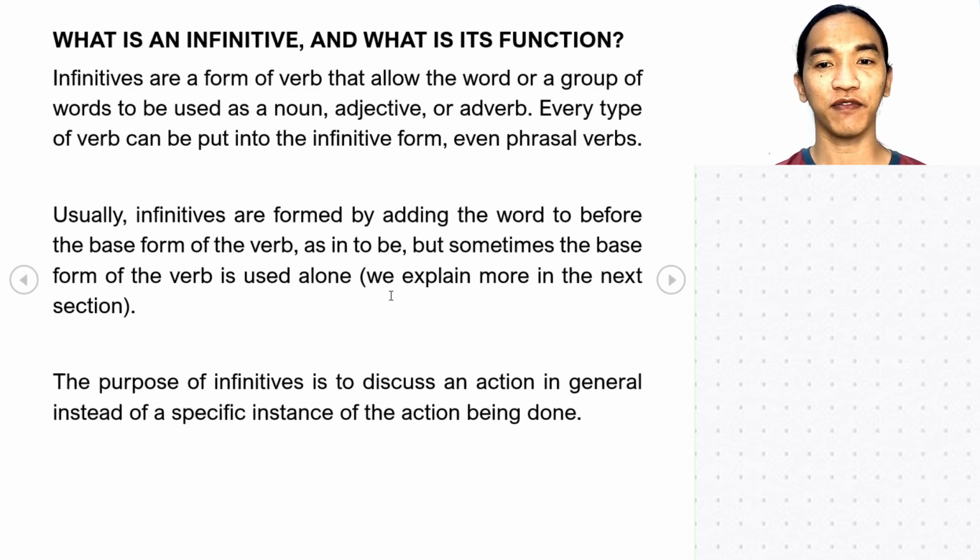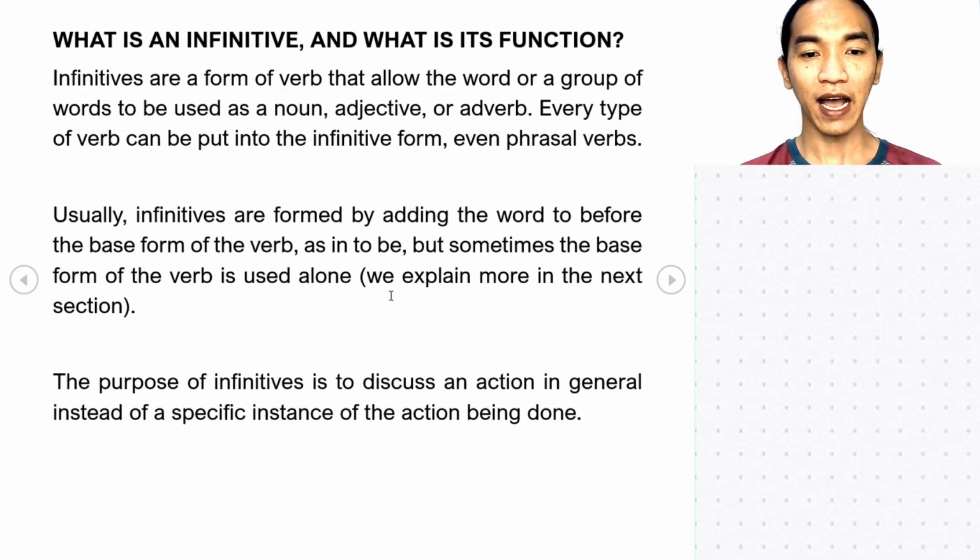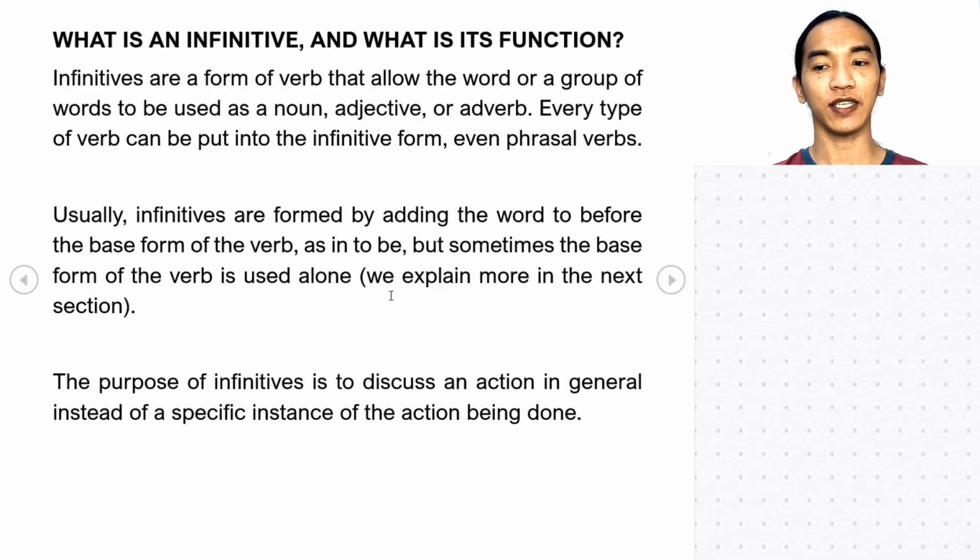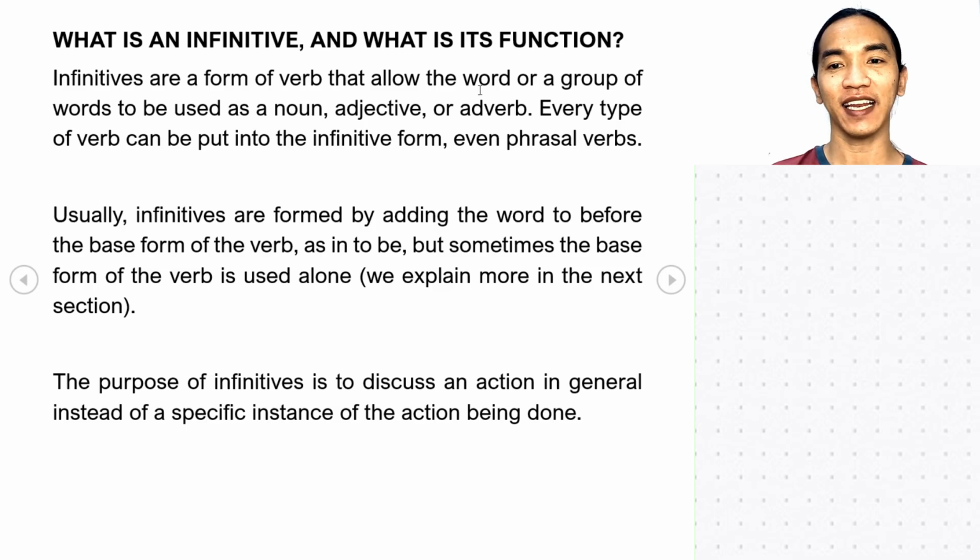Every type of verb can be put into the infinitive form, even phrasal verbs. Usually, infinitives are formed by adding the word to before the base form of the verb, as in to be. But sometimes the base form of the verb is used alone. Later on we will talk about that more. Now, the purpose of infinitives is to discuss an action in general instead of a specific instance or situation of the action being done.